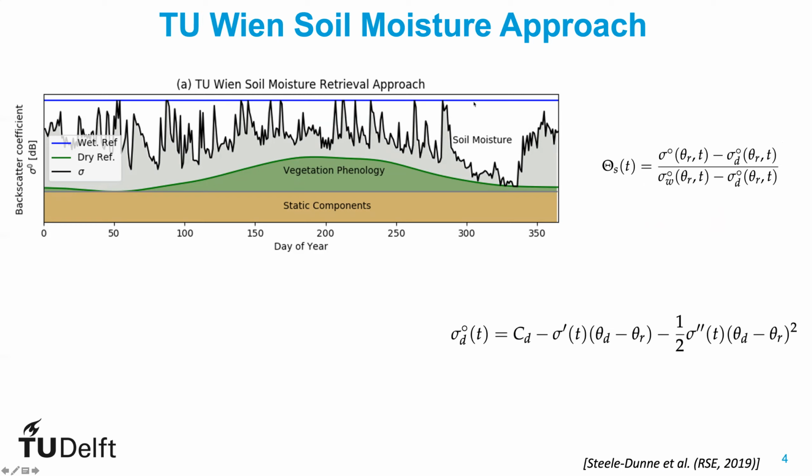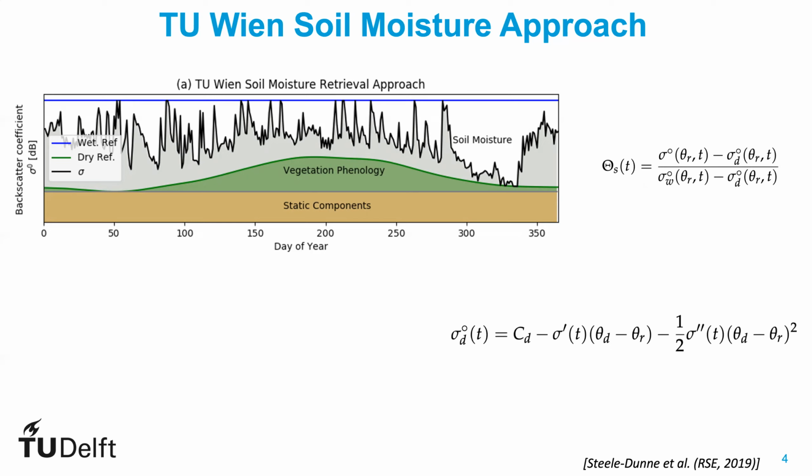This is the upper limit of backscatter, or the highest value that backscatter reaches at that location. The dry reference is shown in green. This is the backscatter corresponding to dry soil. During the winter months, the backscatter from dry soil depends on the soil texture and roughness. During the growing season, the dry reference is higher because it's also affected by the backscatter from the vegetation itself.